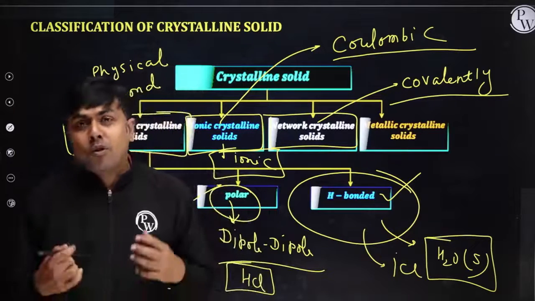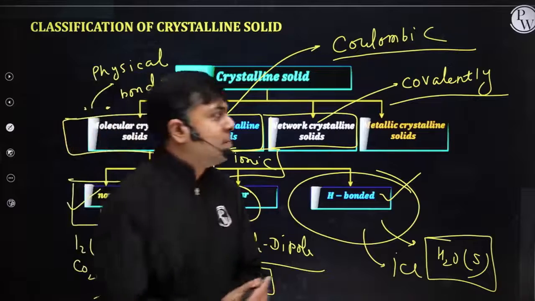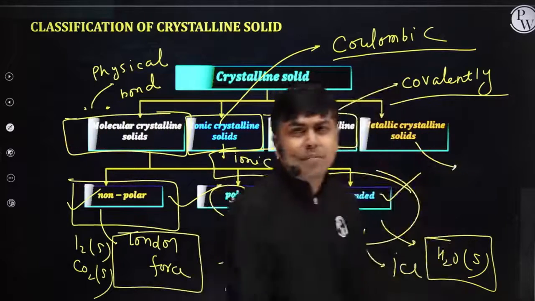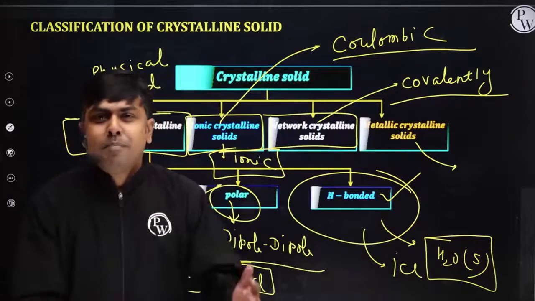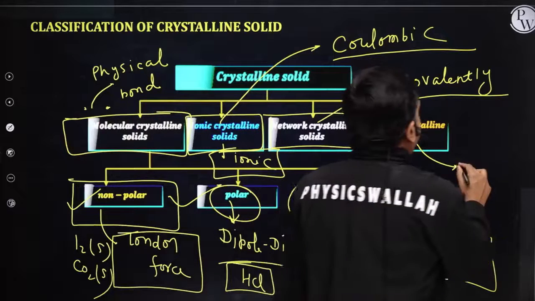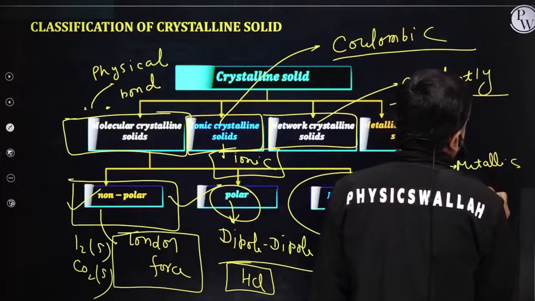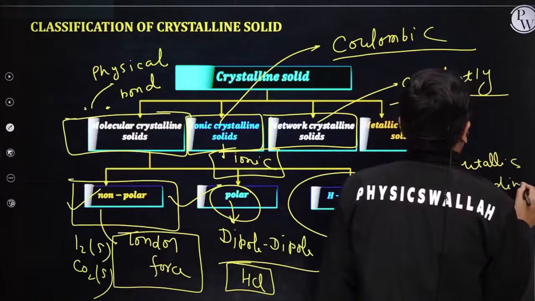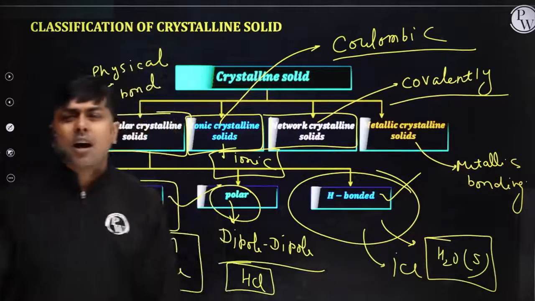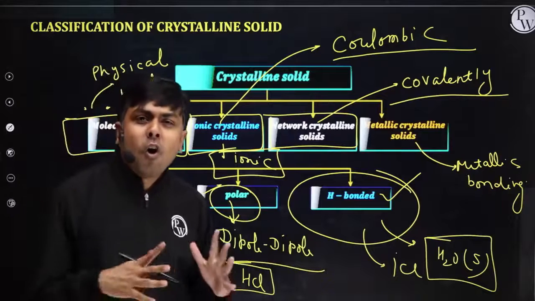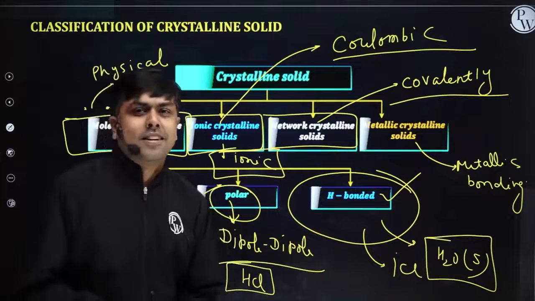And the last one, metallic crystalline solids. Here the force of attraction which is operating is metallic bonding between metal atoms. Which type of bonding will be there? Metallic bonding. Am I clear, students? Metallic bonding. Now let's discuss a bit in detail about all these crystalline solids.